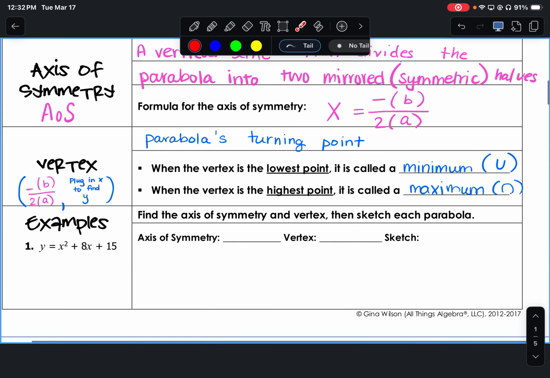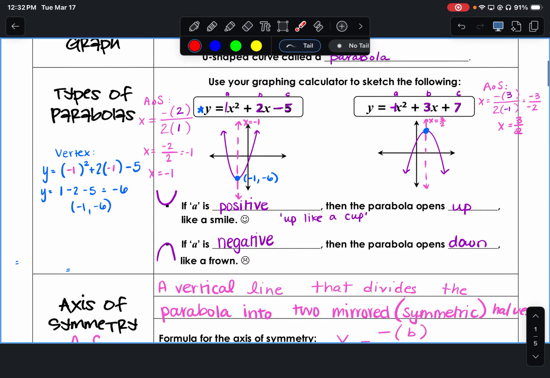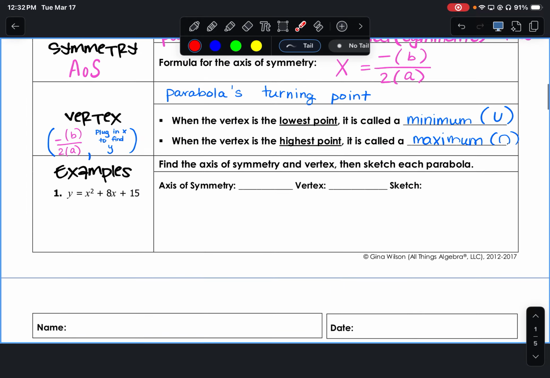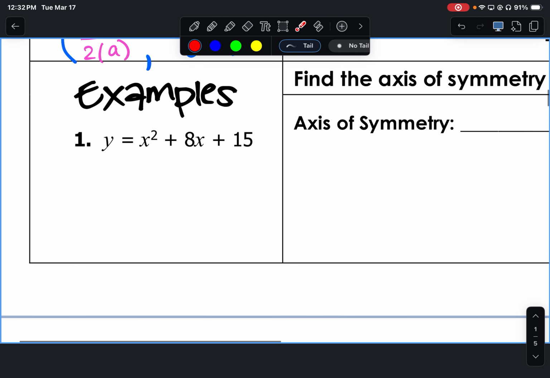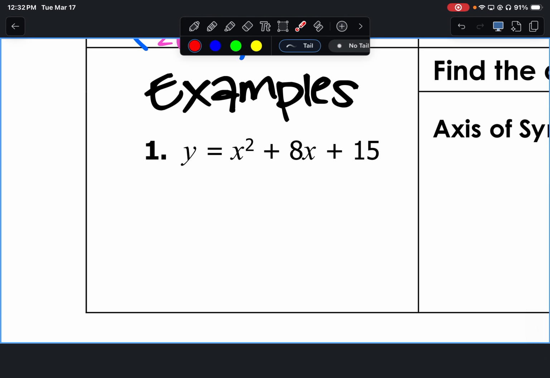But that is how we find it. So we're going to go ahead and do this example at the bottom. We're going to go through and find all the things. So we have number 1: y equals x squared plus 8x plus 15. We need to start by finding our a, b, and c. That should be step 1.